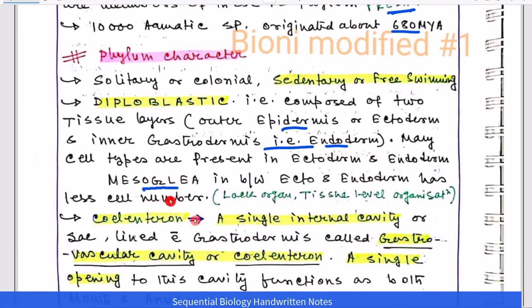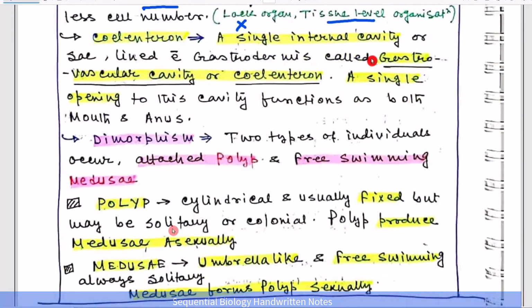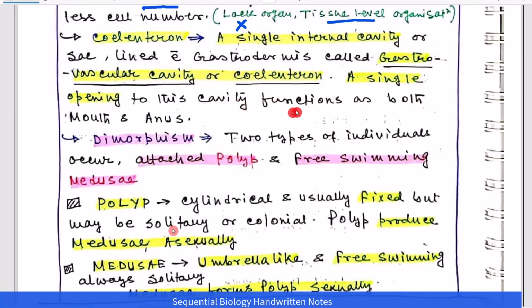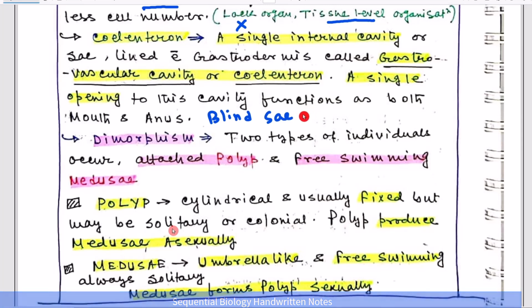This contains few cells. And in level of organization, they lack organs. No organ or organ system level of organization can be seen in this phylum. This is also a characteristic feature of this phylum. Coelenteron, or the single internal cavity, which is a sac lined by gastrodermis, is called the gastrovascular cavity or coelenteron. A single opening to this cavity functions as both mouth and anus, and they show the blind sac body plan. Blind sac body plan means the animals in which the digestive system has only a single opening, which serves as both mouth and anus.